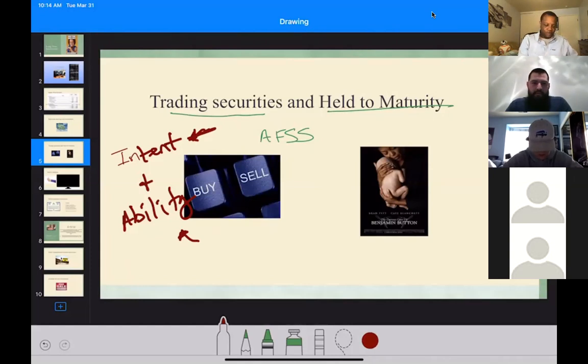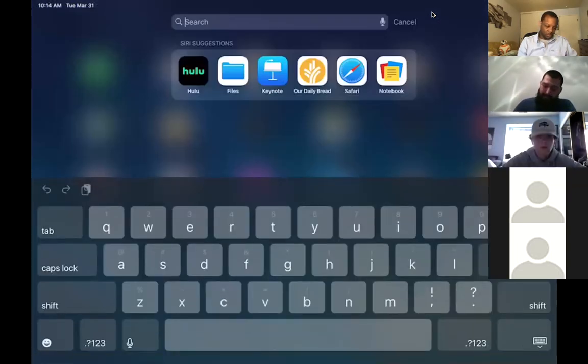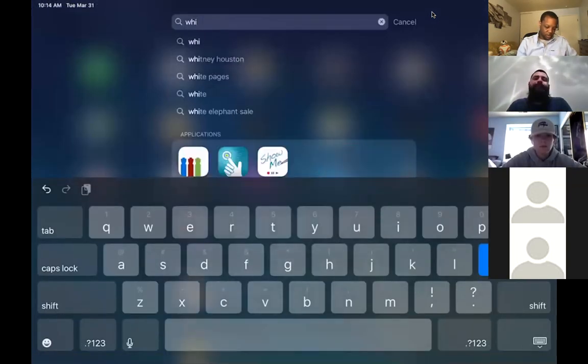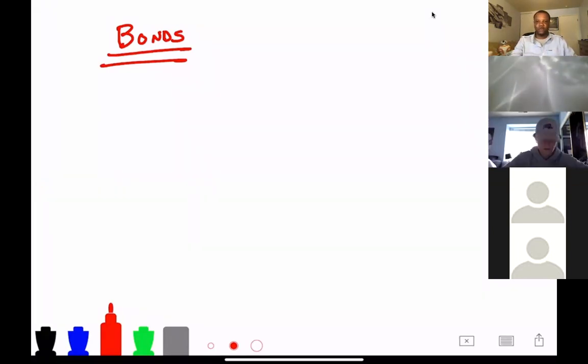Okay. The other investment that has a maturity, and this is the one that we're really going to focus on, are bonds. So let me just go to my whiteboard. And let's talk about bonds. I presume you all have heard of the term bonds before, right? Stocks and bonds. But are you guys familiar with how bonds work? Is anyone familiar with how bonds work?